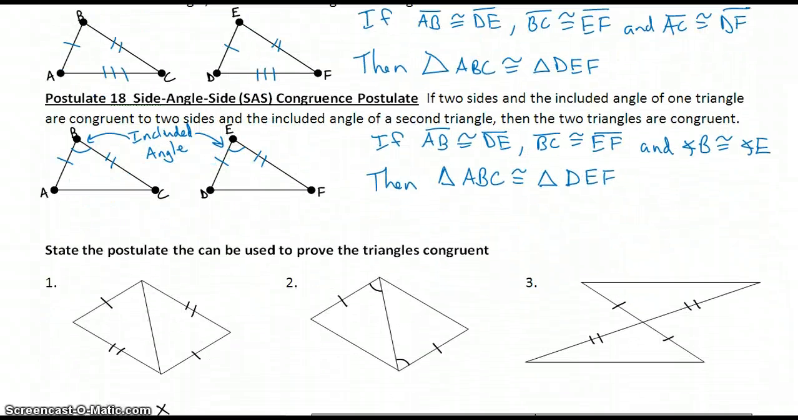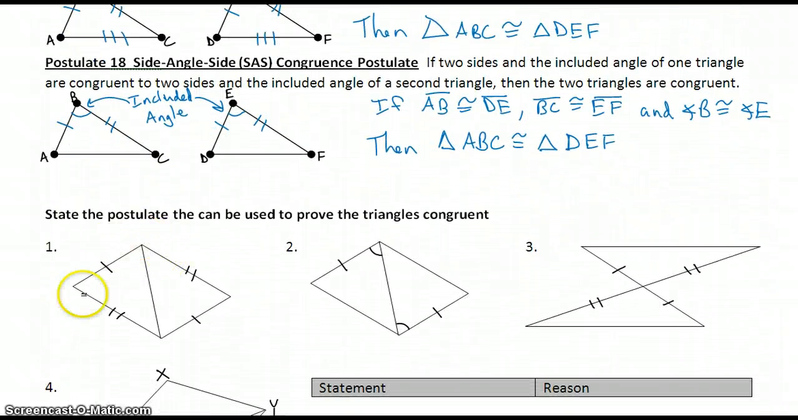Let's look at some examples. If we look at example 1, we have 2 triangles in the picture. Here's one triangle, and here's a second triangle. Well, given to us, we have 1 pair of congruent sides and a second pair of congruent sides. Since we only have 2 pairs of corresponding congruent parts, we need 1 more pair of congruent parts.